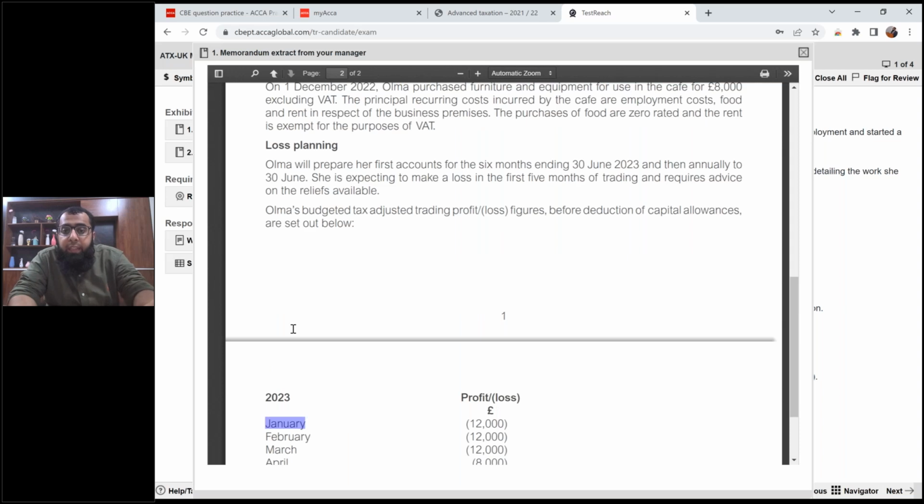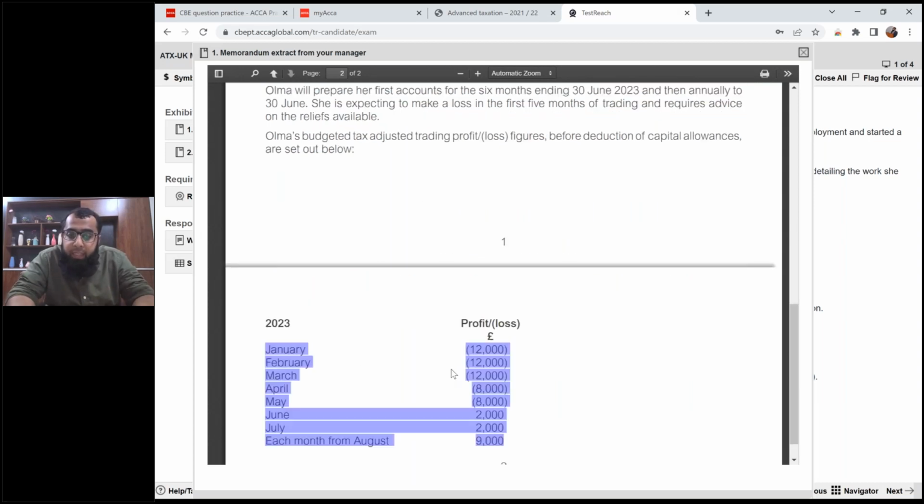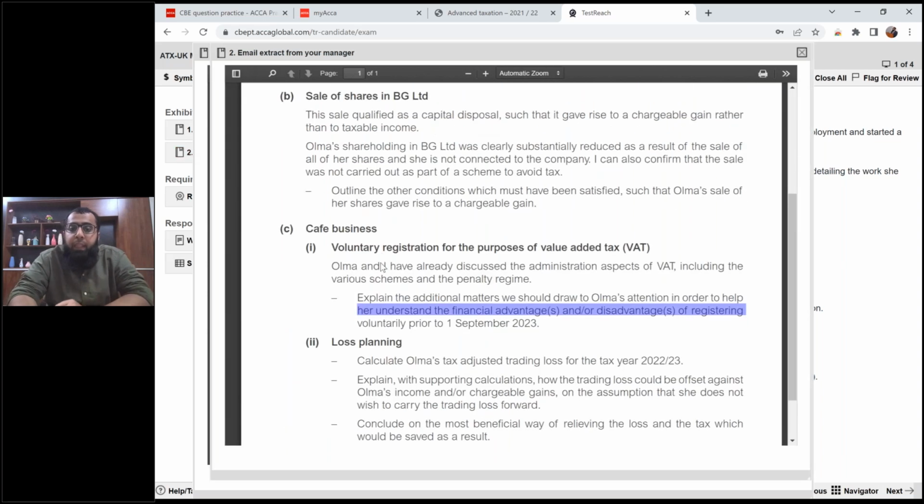Okay? As stated in the question, it is written that she will prepare her first set of accounts till 6 months ending 30th June 2023. Now this is her first 6 months data: January, February, March, April, May, and June. This is her first 6 months data. Okay, now this is the only detail given in the memorandum.